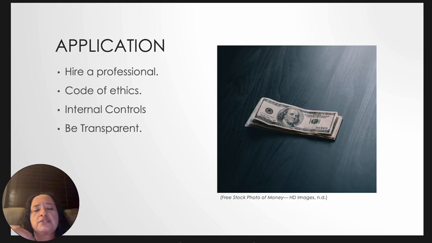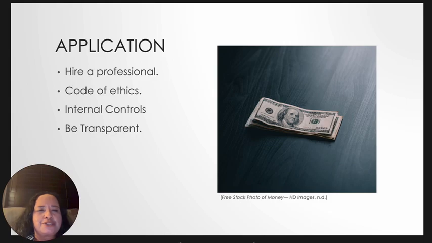Have a code of ethics. Our textbooks strongly suggest having a code of ethics, having your employees read and sign a code of ethics. This is as a form of protection, like if something were to happen, you could defend yourself, but really it is also a way to deter people from wanting to do any type of theft.